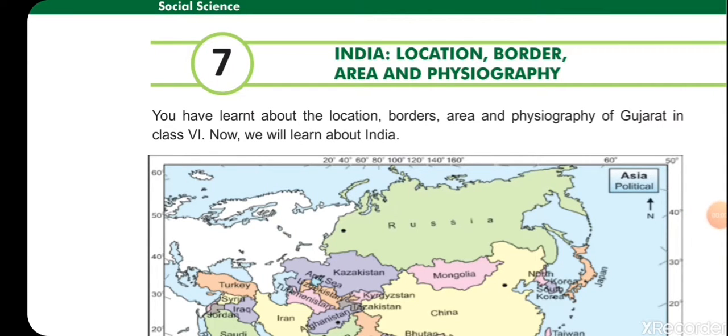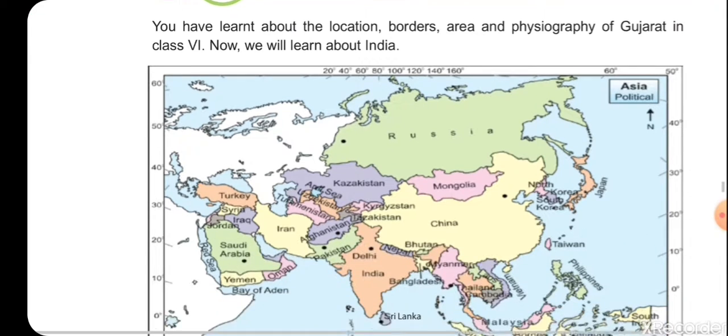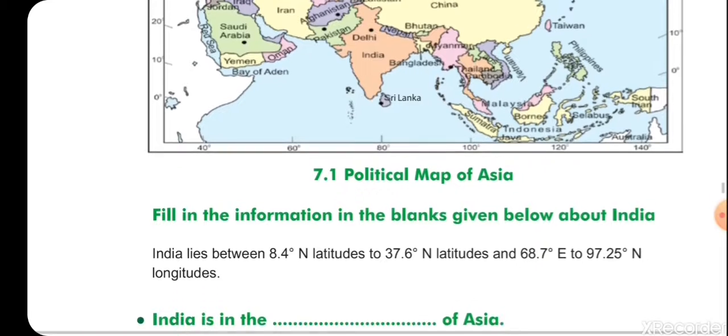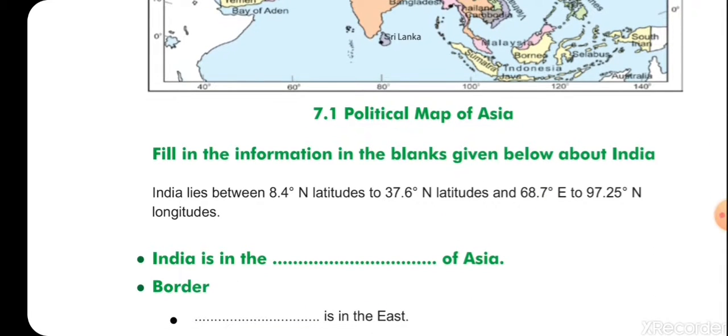Chapter 7, India, location, border, area and physiography. You have learned about the location, borders, area and physiography of Gujarat in class 6. Now we'll learn about India. In standard 7 we'll learn about the physiographic divisions of India. In standard 6 you all have learned about Gujarat. Fill in the information in the blanks given below about India.